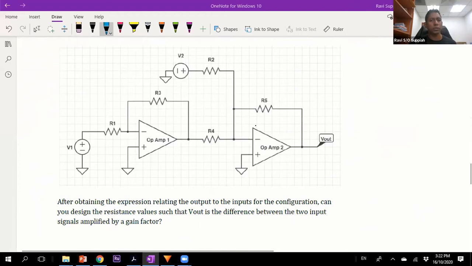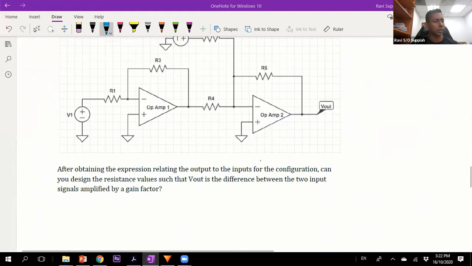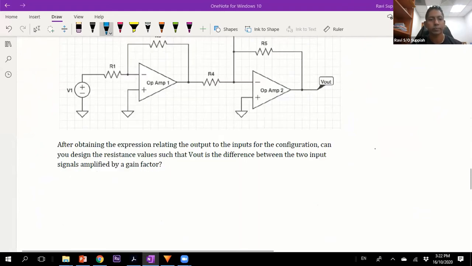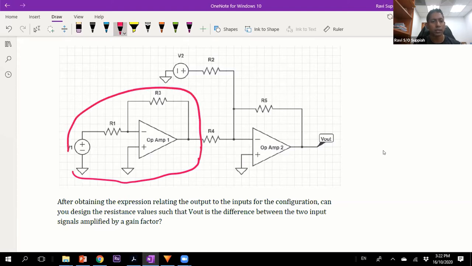Okay, so in this next question, you have again two op-amps, and you're supposed to derive the expression that relates the output to the input. So let's look at this. The first part over here, this whole part here, is a standard circuit. If you look at this circuit here, this is actually your inverting op-amp.